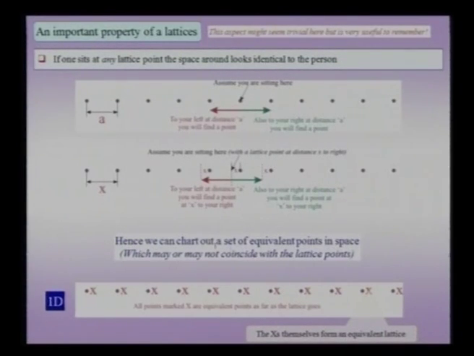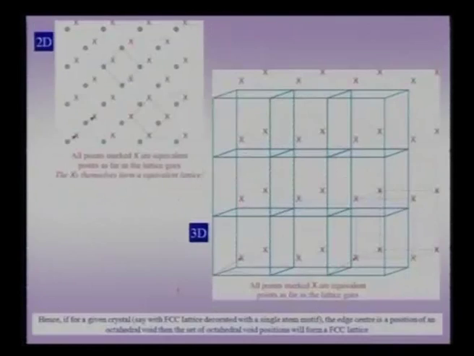So, we can chart out a set of equivalent points in space which may or may not coincide with the original lattice. In the one dimensional example I have shown below, all the points marked with a filled circle form a lattice, and all the points marked with x are also forming an equivalent lattice. So, this is an important point, and let us consider 2-dimensional and 3-dimensional analogs of this same concept.